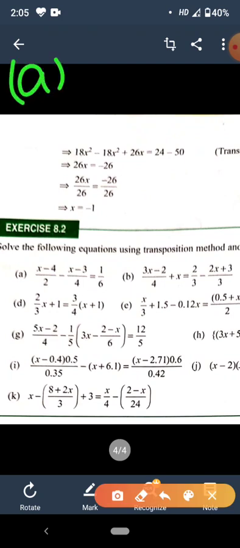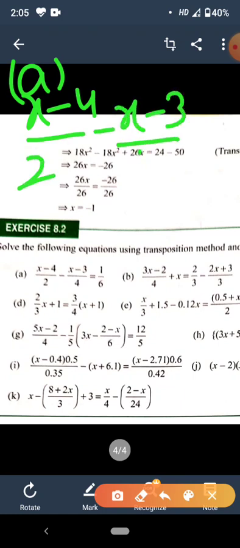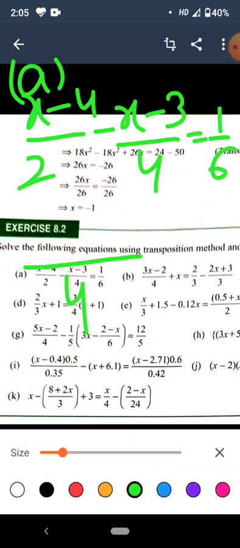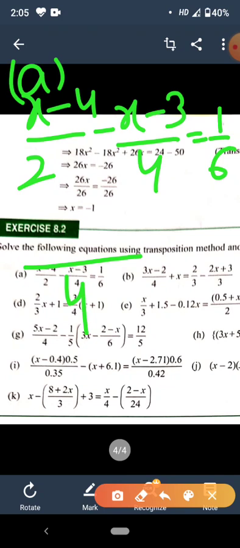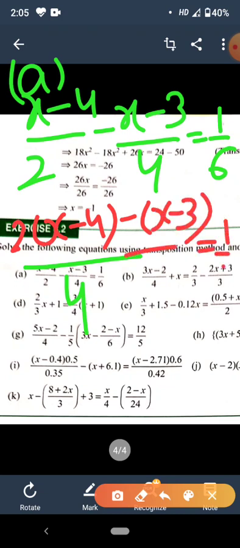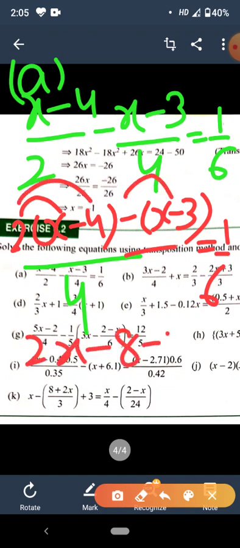For example, part A: x minus 4 upon 2 minus x minus 3 upon 4 equal to 1 upon 6. Here you can see the terms x minus 4 and x minus 3. Just take the LCM. The LCM of 2 and 4 is 4. Divide 4 by 2, it is 2, so multiply 2 by x minus 4. Here you have x minus 3. Then it is 1 upon 6. Multiply 2x, 2 fours are 8. Then minus x, then minus times minus, plus 3.